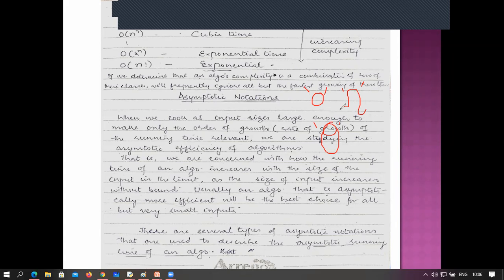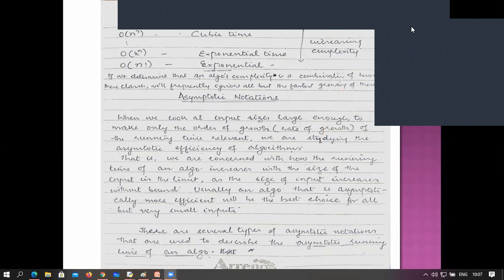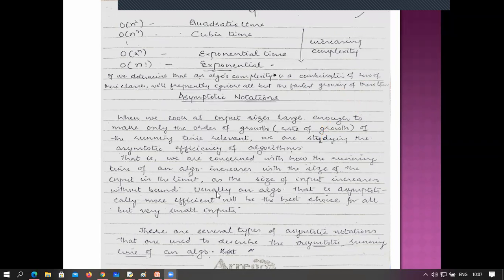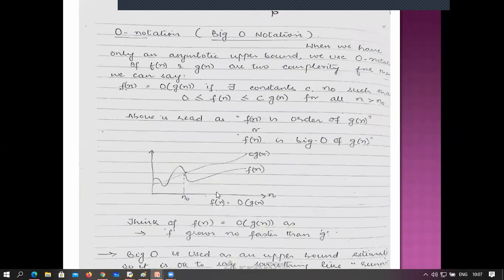Out of even these three, whenever you are finding the complexity of any algorithm, suppose you're using any website or referring to any book, you will see that the complexity is mostly written in terms of big O. So all these things I will be taking now. Okay, the first thing is big O notation.